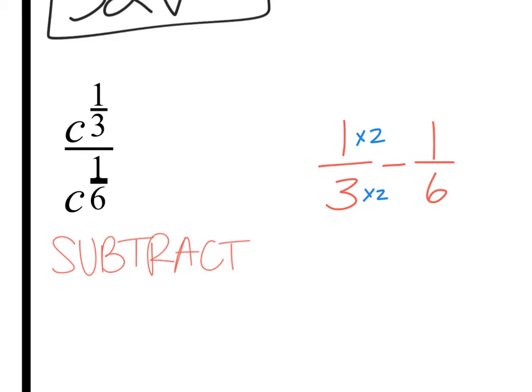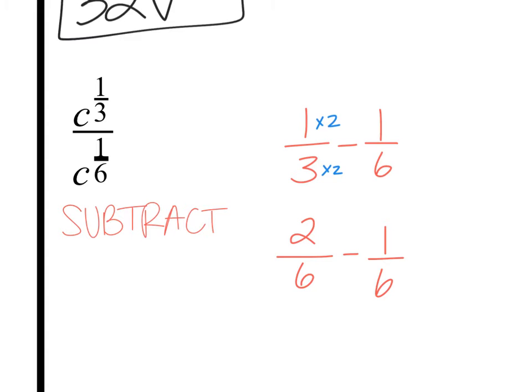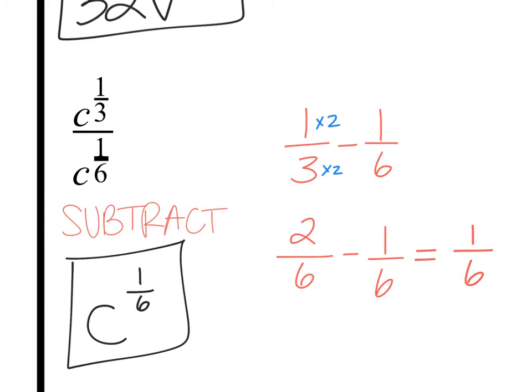So 1/3 is the same as 2/6 minus 1/6 is 1/6. So your final answer would be written, keep the base the same, subtract the exponents, 1/6.